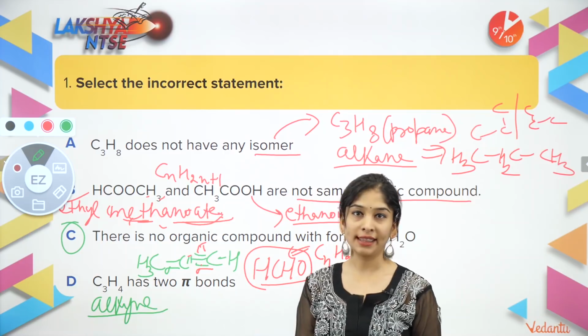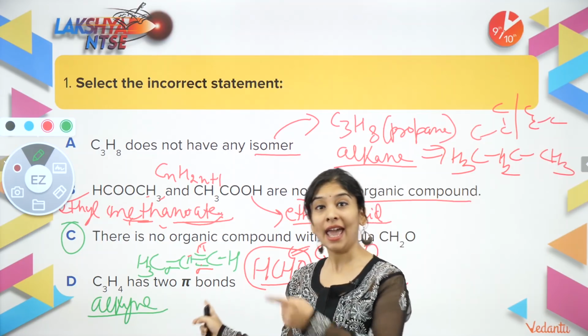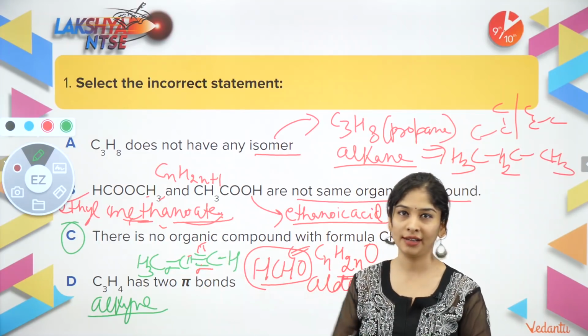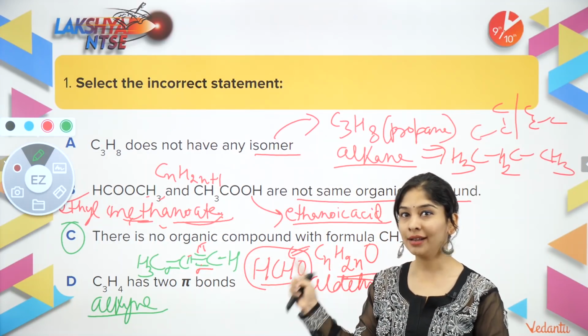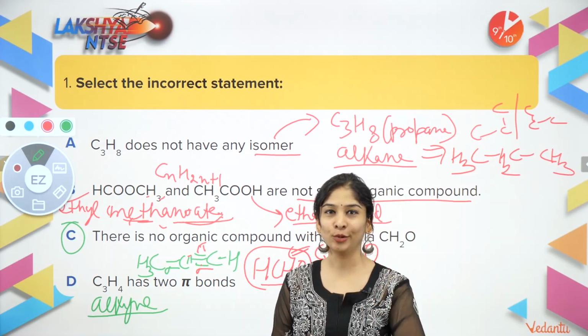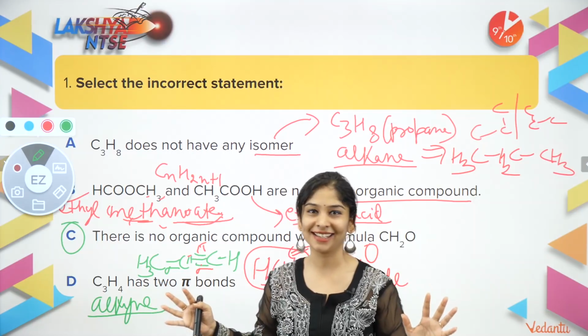2 pi bonds are there, so this statement is also correct. ऐसा भी क्वेश्चन पूछा हुआ है, how many sigma and pi bonds are there in this organic compound? So देखो, one question and so many things. So this is not that statement. एक तीर से 2 शिकार, एक तीर से बहुत सारे शिकार, है ना?